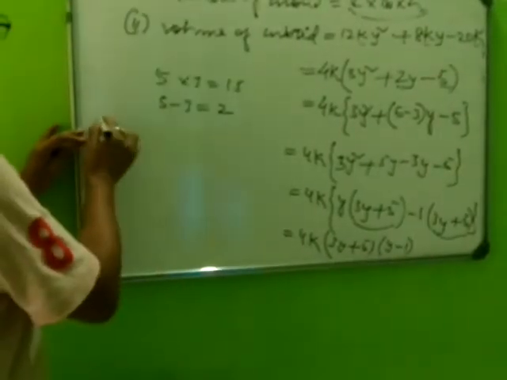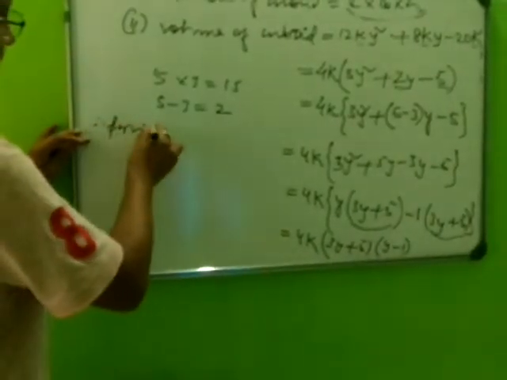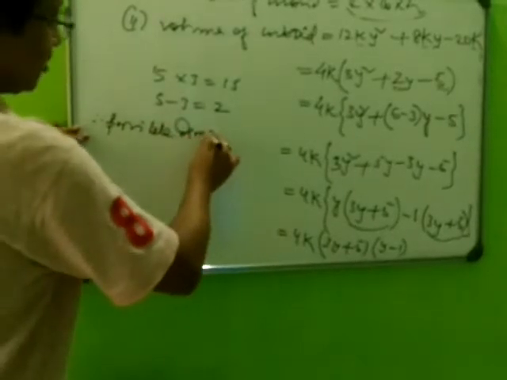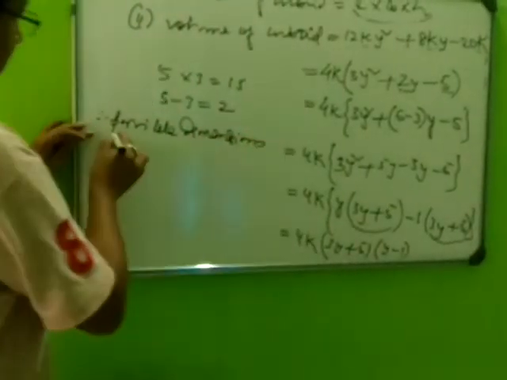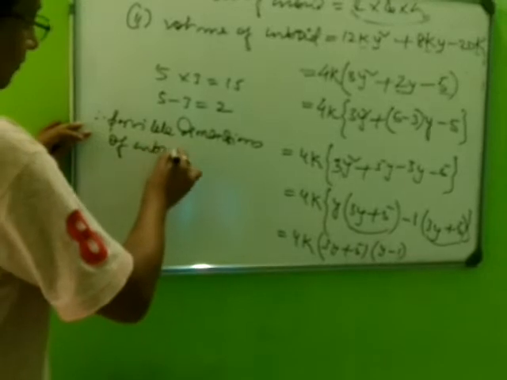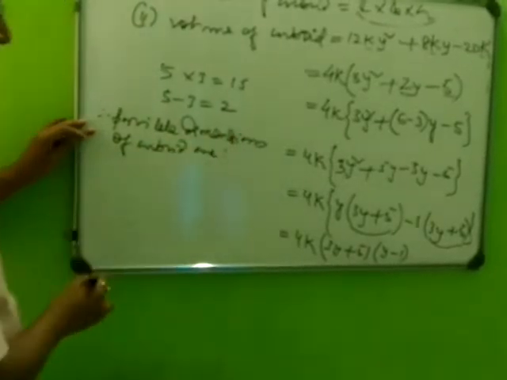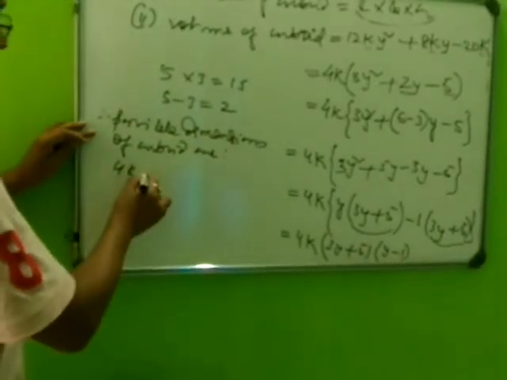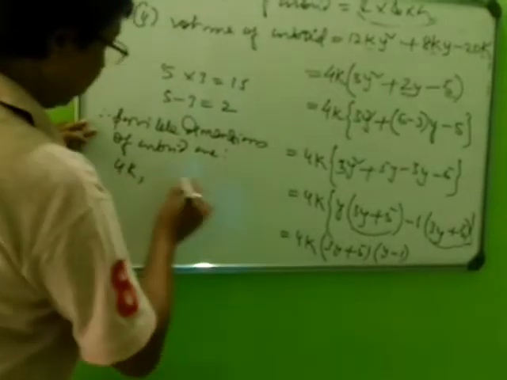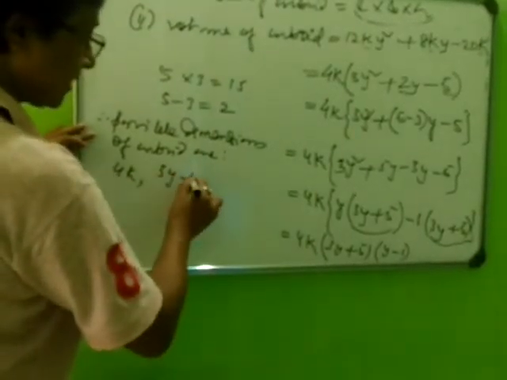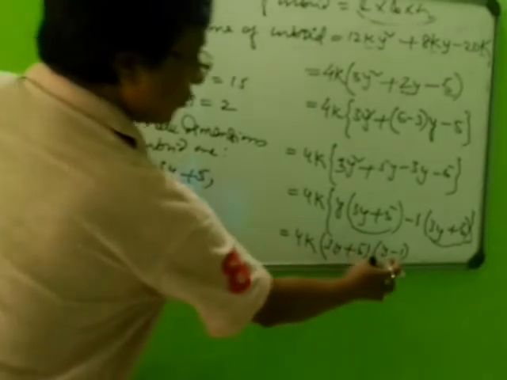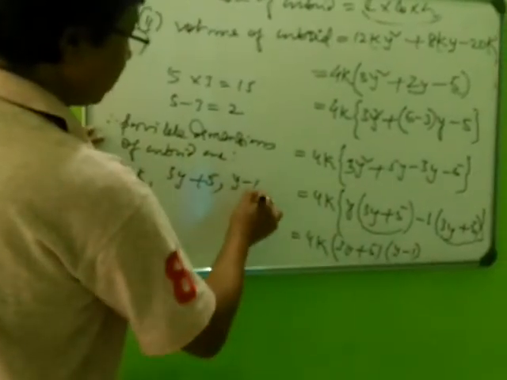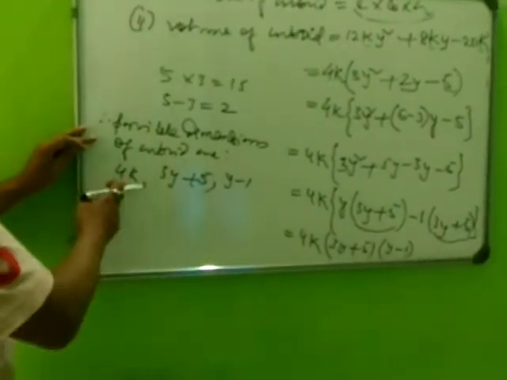So therefore possible dimensions of cuboid are, say it is 4k, then 3y plus 5, then y minus 1. So y minus 1, assuming as length, breadth, height.